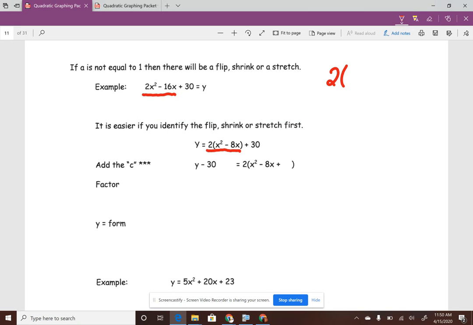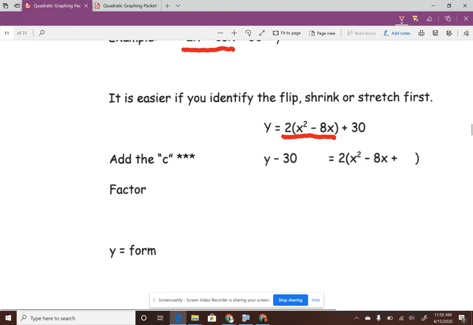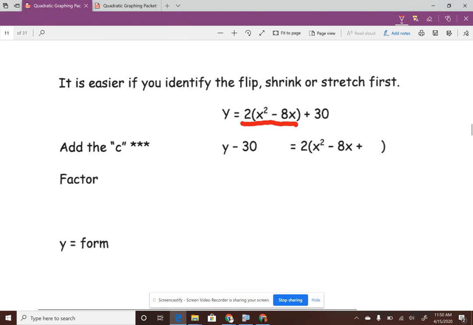So, 2 times x squared minus 8x, that would equal 2x squared minus 16x, just a little division. Now, I always move the 30 to the other side. I just like it out of the way, but you don't have to. You could leave it just outside the parentheses. All right, so now what is in the parentheses, I'm wishing for that to be a perfect square trinomial. So I do negative 8 divided by 2, and then I take that negative 4, and I square it, and that's 16. So I'm going to put 16 in here.